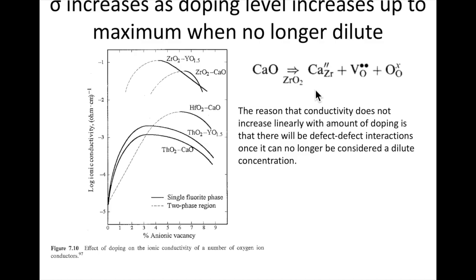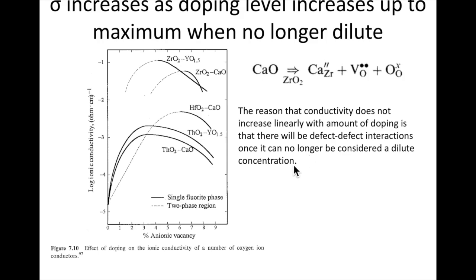And so every time we dope 1 mole of calcium oxide, we create 1 mole of oxygen vacancies. And so when we're looking at conductivity, in this case, ionic conductivity, right? So if we're thinking about the mobility of, for example, oxygen, oxygen is going to hop through these oxygen vacancies. And so we can look at the effect of doping, right?